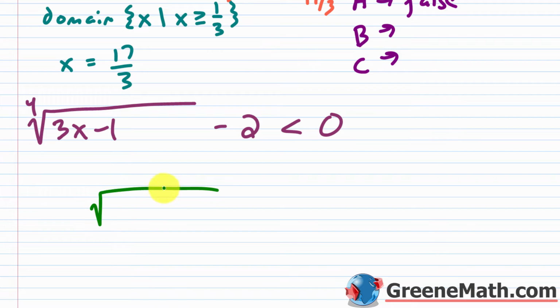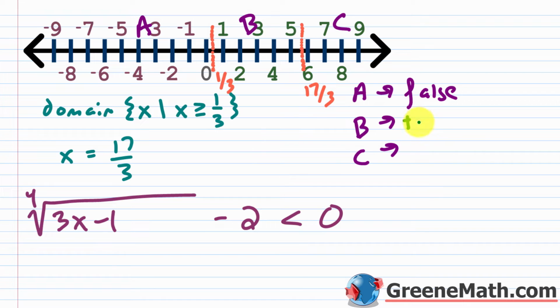So we would have the fourth root of 3 times 1 is 3, and then 3 minus 1 would be 2. So the fourth root of 2 minus 2 is less than 0. Now, without pulling out my calculator, I know that the fourth root of 2 is going to be smaller than 2, right? And 2 is being subtracted away. So this right here on the left is going to be a negative value, okay? And a negative value is always less than 0, so this is going to be a true statement. So let's come back up here and just put true here.